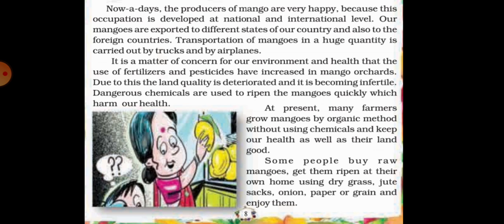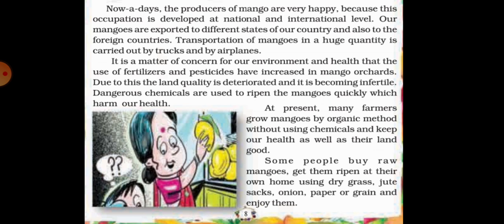At present, many farmers grow mangoes by organic method without using chemicals and keep our health as well as their land good. Nowadays, so many farmers are using the organic method. They are not using such chemicals because they are worried about their land and also about our health.